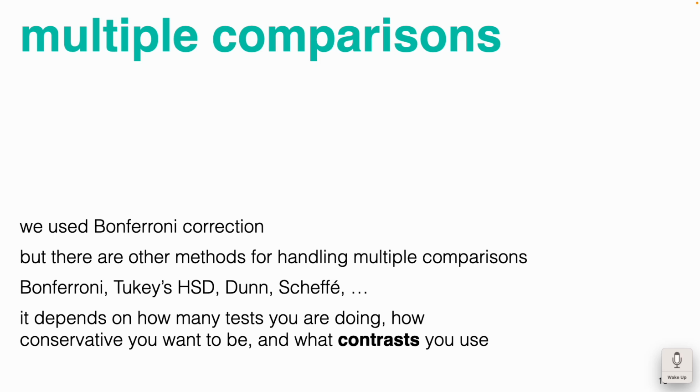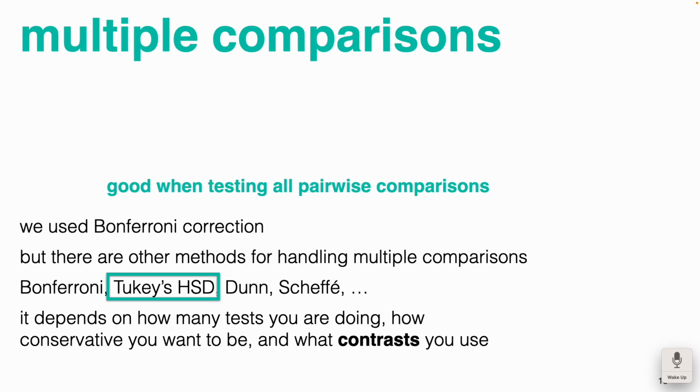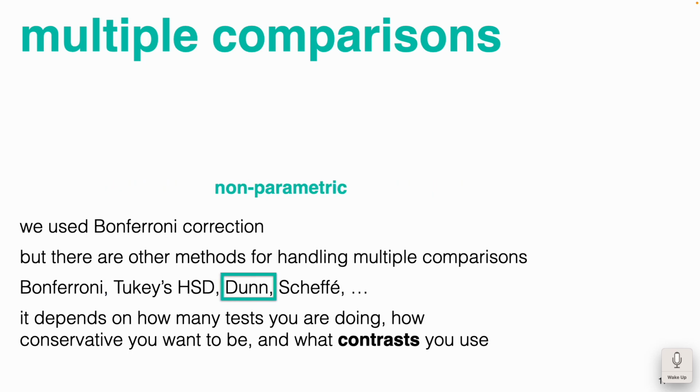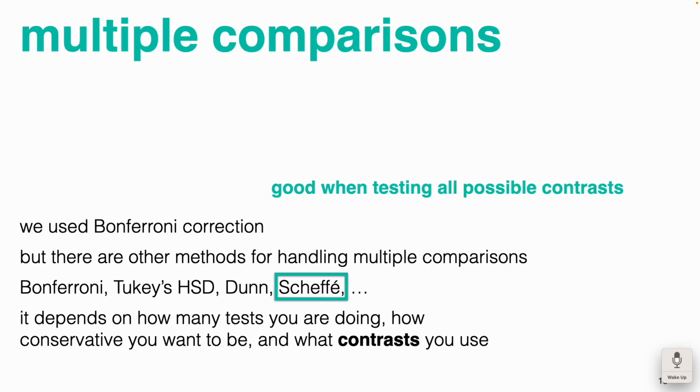Dunn's was one that you'd seen before? Yeah. Excellent. And what contrast you use. Okay. So Tukey's HSD is great when you're testing all pairwise comparisons because it only controls for that many comparisons, right? What was Dunn good for? What do you remember about Dunn correction? We used to take the difference of means, and then I don't exactly remember the problem. Okay. Dunn's is non-parametric, so it's kind of convenient in that way in case you have some weird distributions.